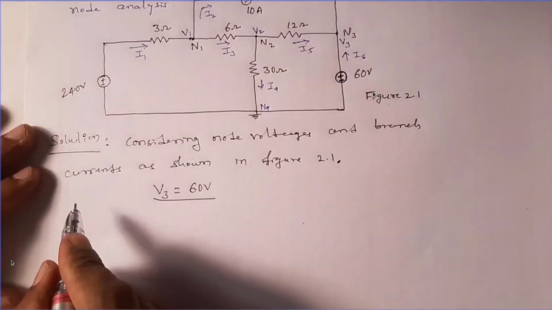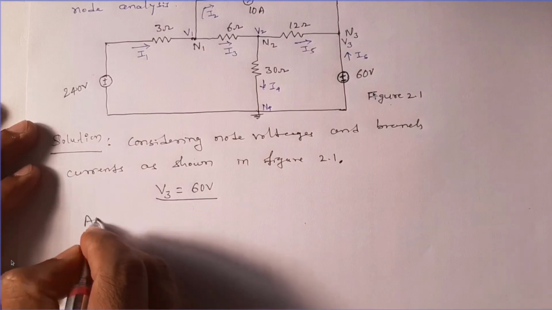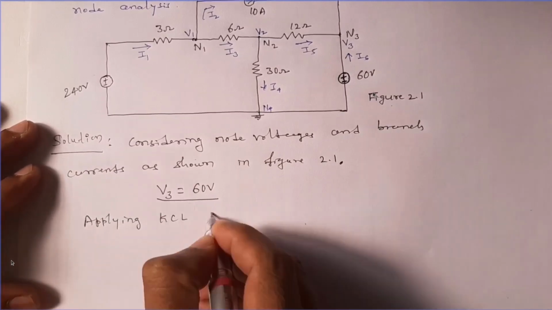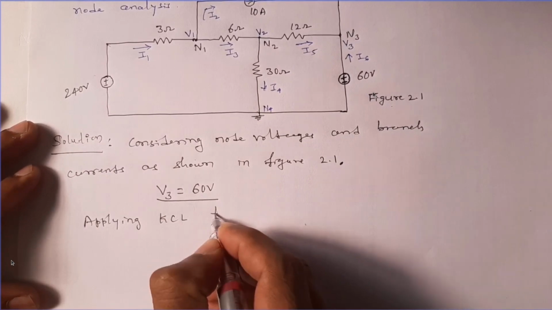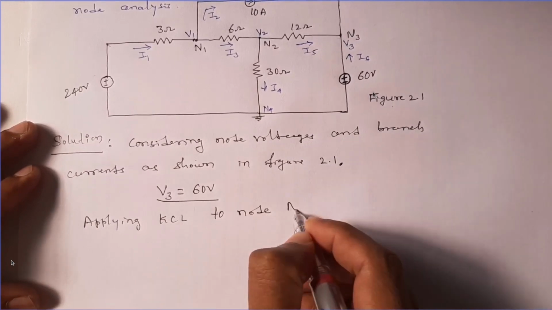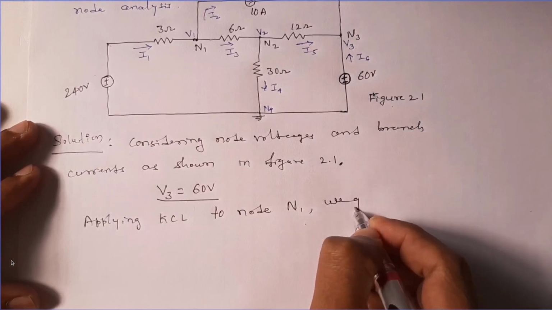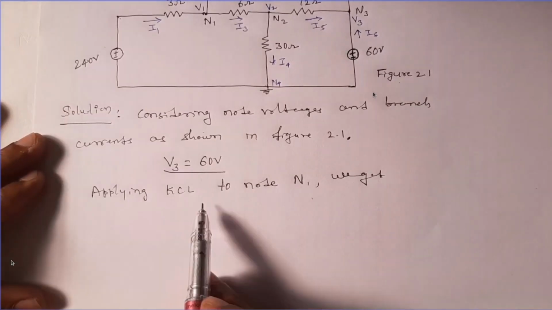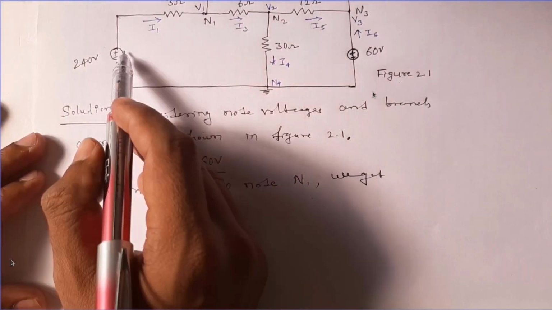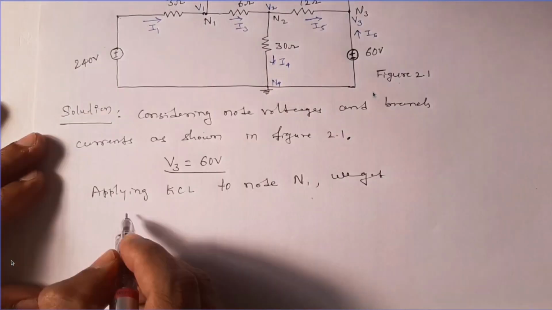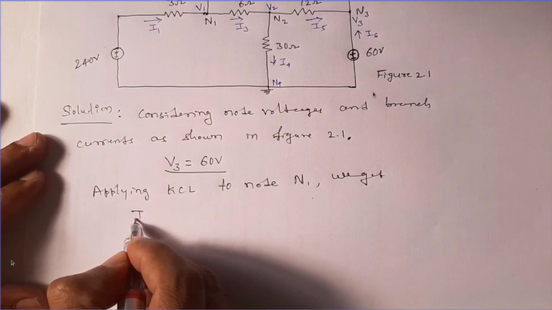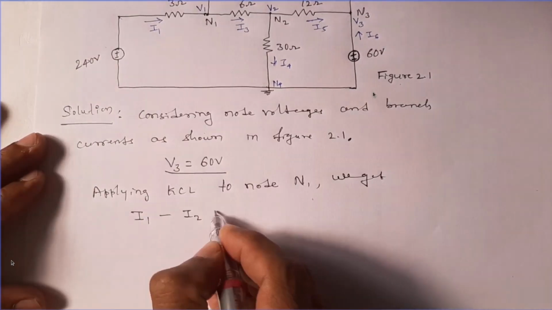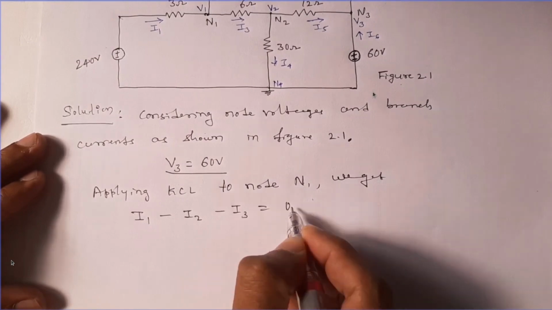Now what I do, applying KCL to node N1, we get, yes dear students, what we get if we apply KCL: the current I1 is flowing in this direction, means incoming to node N1, so I1 minus I2 minus I3 is equal to 0.